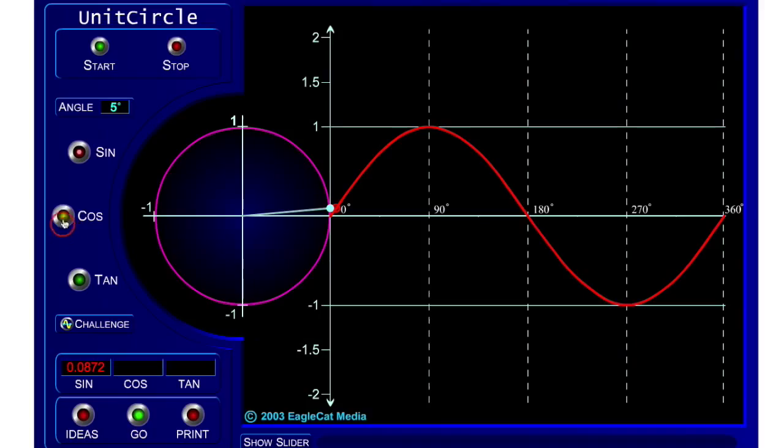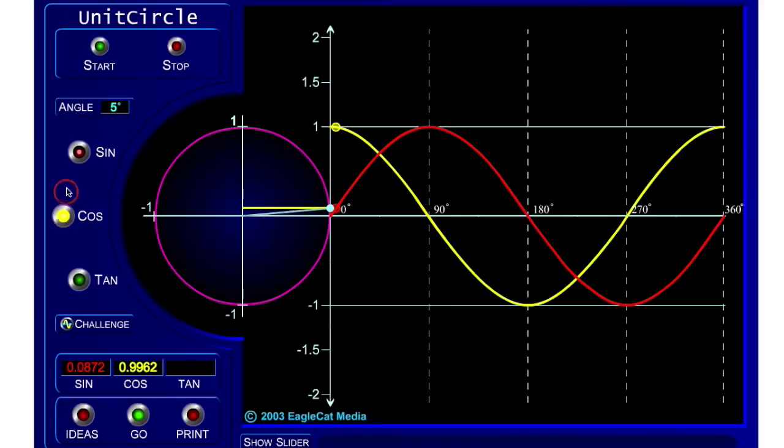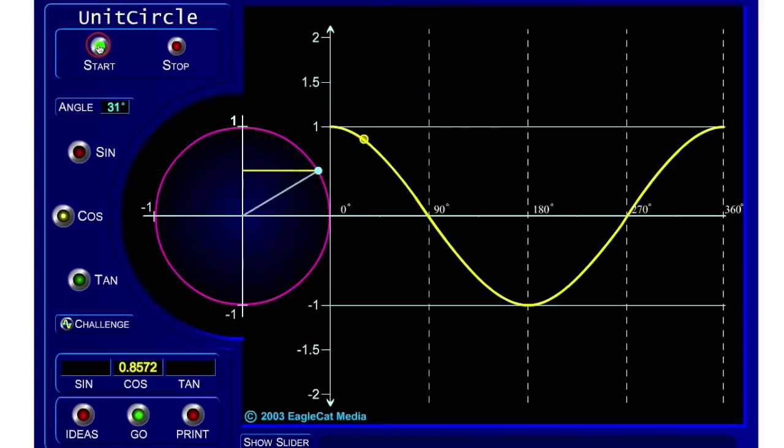I can continue on and apply the cosine on top of it, so there's a cosine on top, and let's just take a look at one full revolution of the cosine, one full revolution of the unit circle. Let's turn off the sine and hit start, and you can see the two dots. Of course now we're looking at the x value.